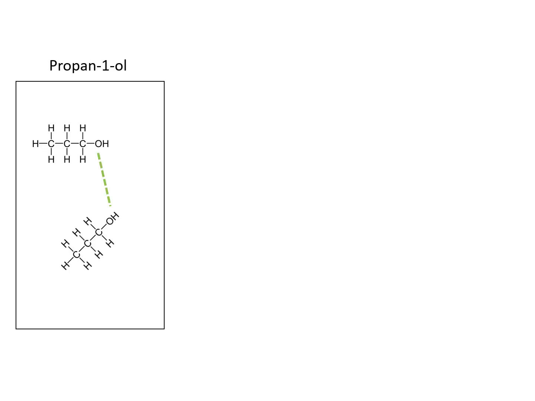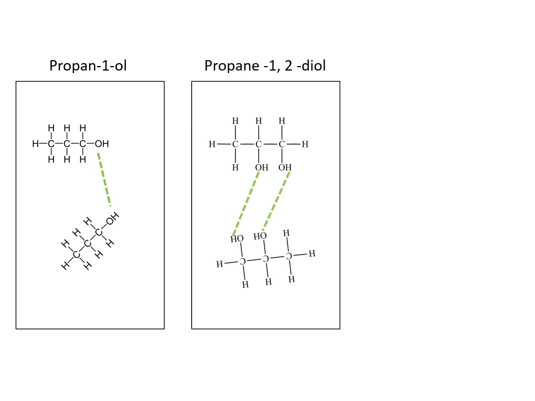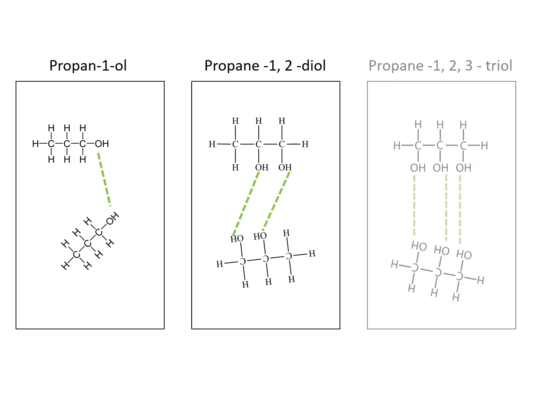So here's our sample of propan-1-ol. Now, if you have two neighbouring molecules, the dashed green line there represents the single hydrogen bond that could form. The partial negative oxygen from the top molecule is being attracted to the partial positive hydrogen of the bottom molecule, a single hydrogen bond. If we have propane-1,2-diol, we're going to have twice as many hydrogen bonds. And if we have propane-1,2,3-triol, we're going to have three times as many hydrogen bonds per molecule. So this is going to affect the viscosity, and let's see how.